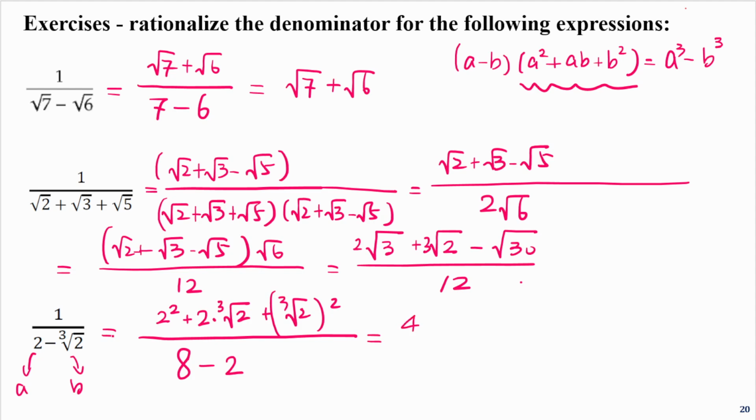So we have 4 plus 2 times cubic root of 2 plus, well, cubic root of 2 then squared is actually cubic root of 2 squared, which is cubic root of 4, right? Over 6. Okay, so this is pretty much about it.